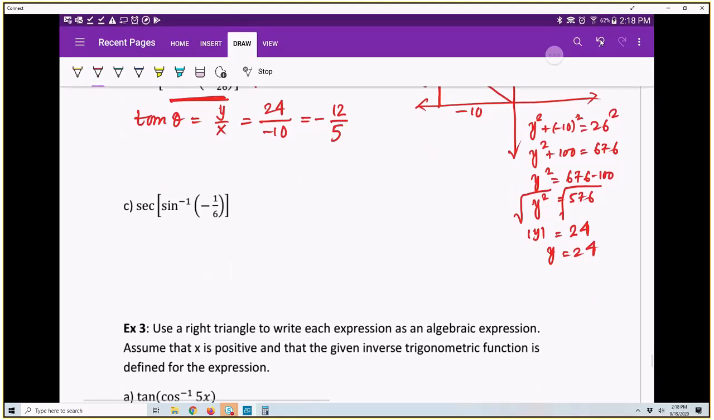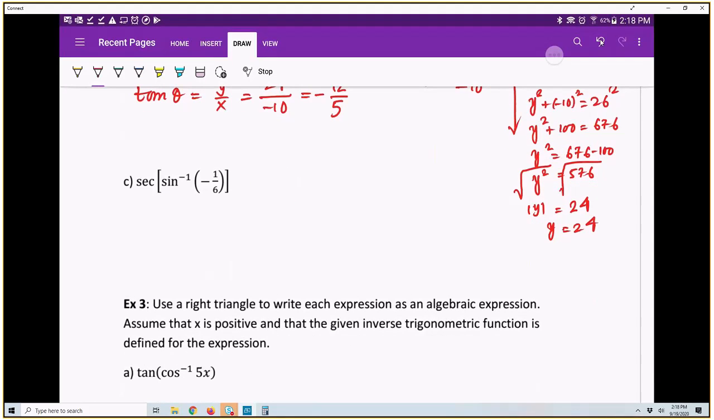Secant of sine inverse of negative 1 over 6. That's what I'm going to find out now. Again, it's sine inverse negative, so I should be in the fourth quadrant. Sine is between fourth and first. Inverse being taken on the negative number, it's in the fourth quadrant, so this is my triangle. And again, sine is y over r, so y is negative 1, r is 6, and I want to know x.